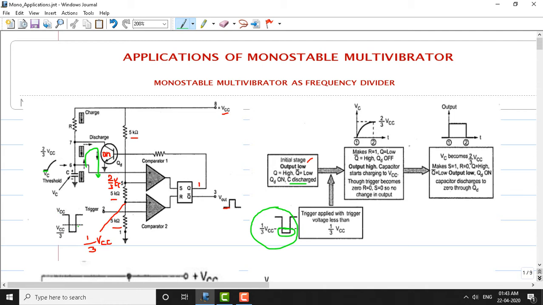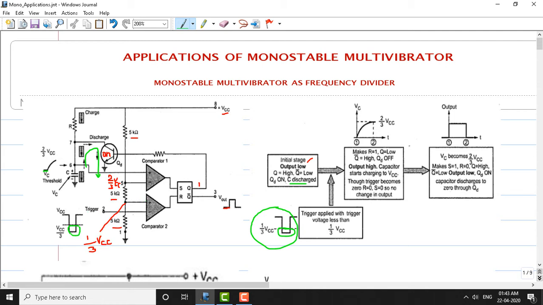When the trigger input goes less than 1 by 3 VCC, let us see what changes happen at the output of the two comparators here. At the trigger input, when the voltage falls less than 1 by 3 VCC, already at the non-inverting terminal 1 by 3 VCC voltage exists.